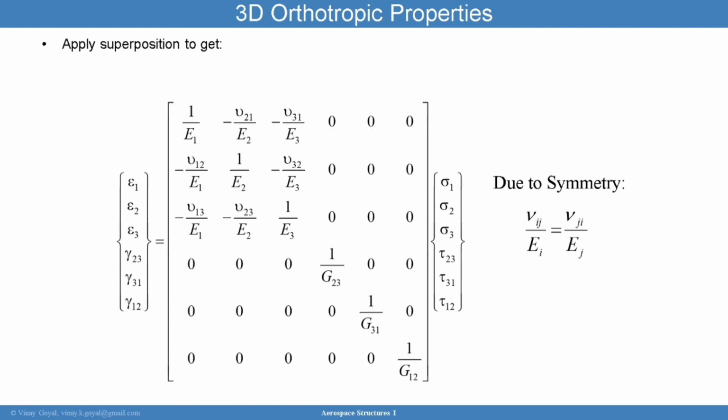And when I do that, I get the 3D orthotropic properties like this. And all these quantities can be fully measured. And because the stiffness matrix has to be symmetric, it follows that this should be equal to that, and this should be equal to that, and this should be equal to that. And so this relationship has to manifest itself.